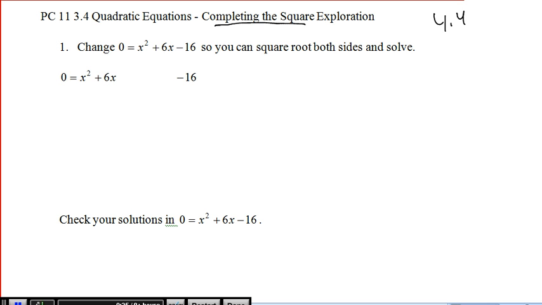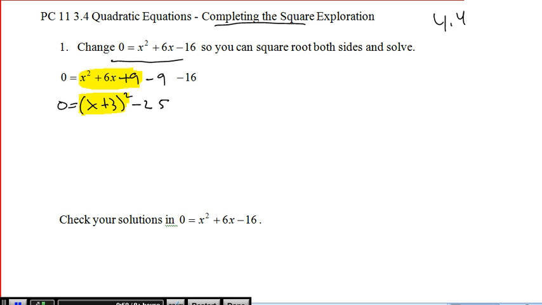Alright, so let's start by solving this guy here. First thing we're going to do is complete the square, so we know that this has to be (x + 3)². So that has to be 3 squared, plus 9 minus 9. Now this and this are the same, because if I were to multiply out (x + 3)², I would get x² + 6x + 9. And I'm left with minus 25 on the outside here.